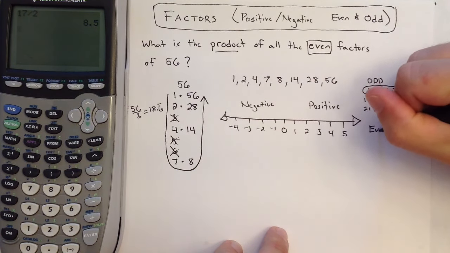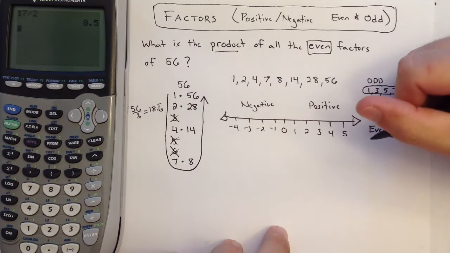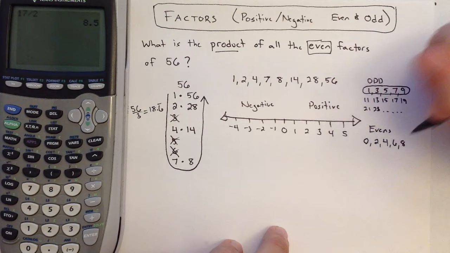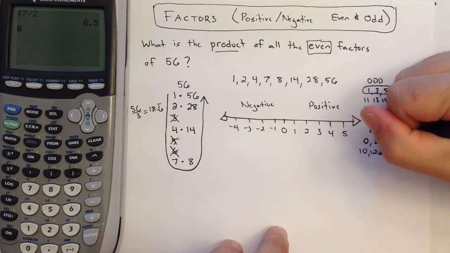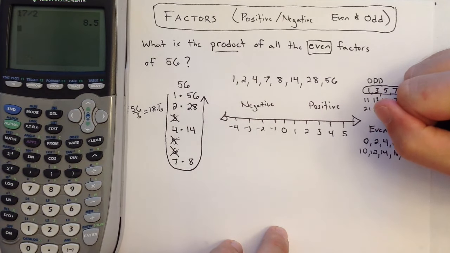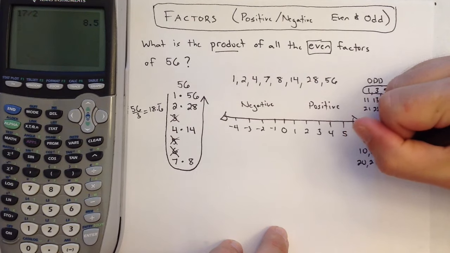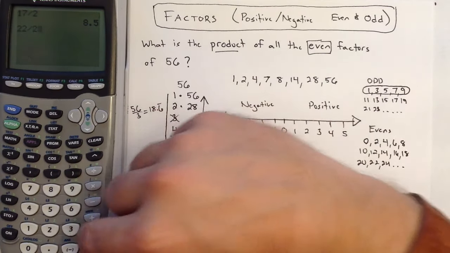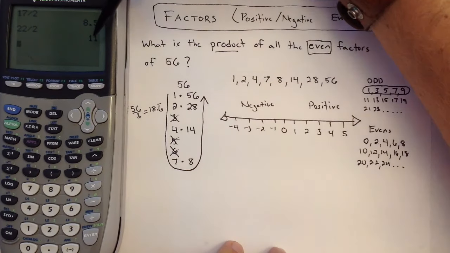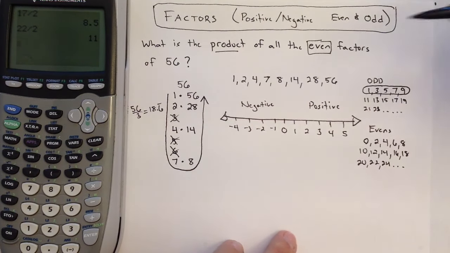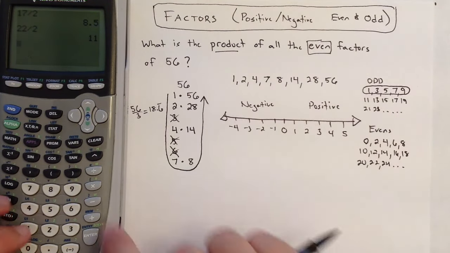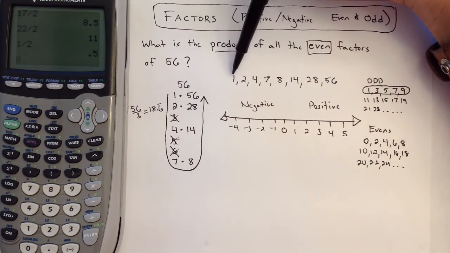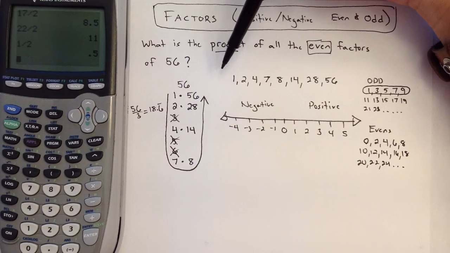As far as evens go, evens are numbers like 0, 2, 4, 6, 8, 10, 12, 14, 16, 18, 20, 22, 24, and so on. Numbers like this, when I divide them by 2, 22 divided by 2 is 11 without any remainders. So if you tested each of these numbers, you could do 1 divided by 2. The first factor is 1, and 1 divided by 2 is half. So that's not even, that is odd.